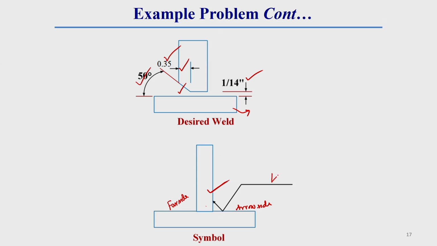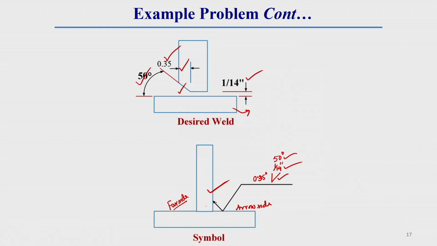We have to provide a bevel edge preparation which has an angle of 50 degrees and a root opening of 1/4 inch. So, 50 degrees and 1/4 inch are given. Where are they given? On the far side. That is why we put this edge preparation symbol on the top side, and the edge preparation angle and root gap we provide here. And the depth of the weld here is 0.35. We have to put 0.35 inch on this side.